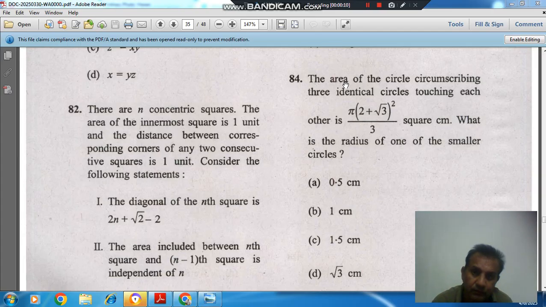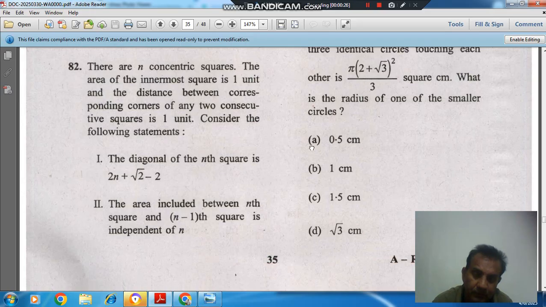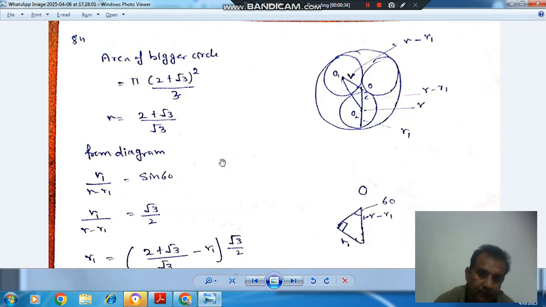Question number 84: The area of the circle circumscribing three identical circles touching each other is π(2 + √3)²/3 square centimeters. What is the radius of one of the smaller circles? Option A, 0.5 centimeter; option B, 1 centimeter; option C, 1.5 centimeter; and option D, √3 centimeters.